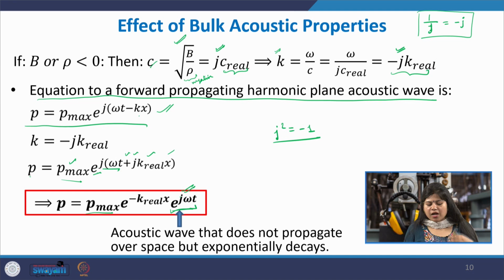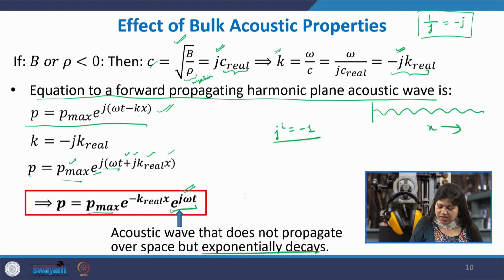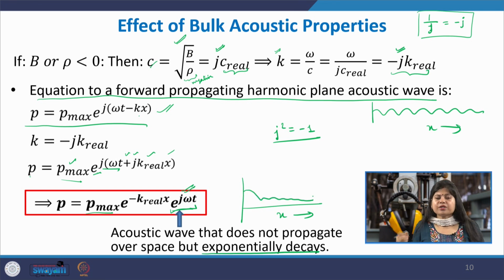So, now we have an acoustic wave which is fluctuating with time, but it is not propagating or fluctuating over space, rather it is exponentially decaying. Usually a forward propagating wave would look like this, some wave moving forward in space, but here what we get is some wave, and this is your x dimension. So, it is not propagating, but rather it is exponentially decaying down. So, the wave decays down and stops.